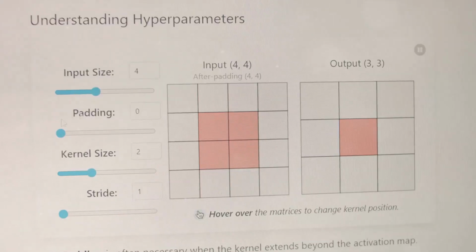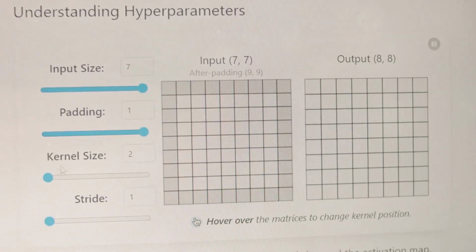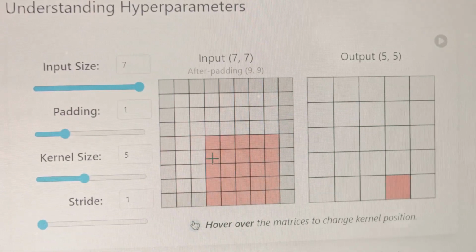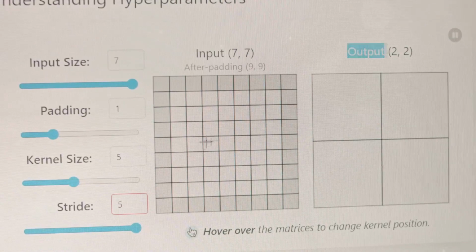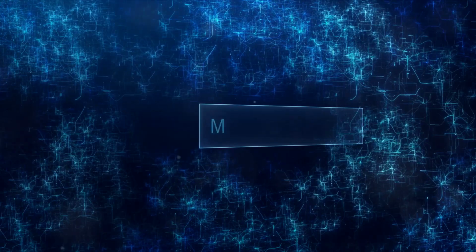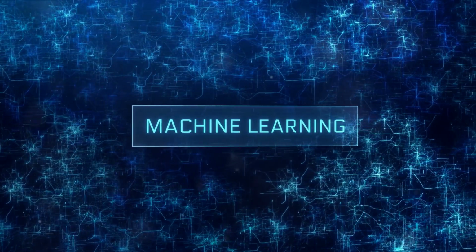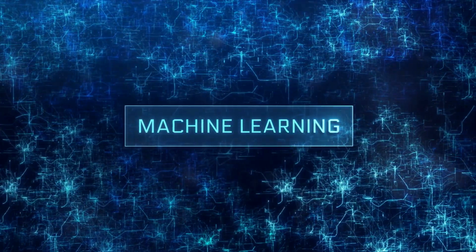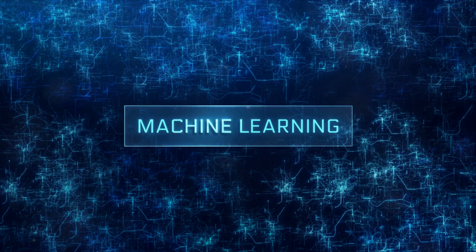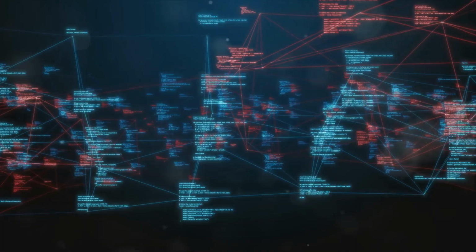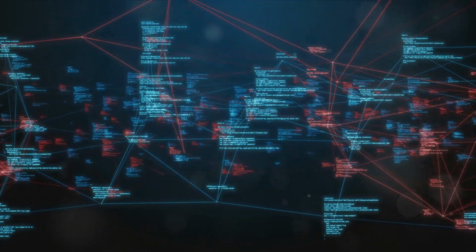In data science, comparative analysis is often coupled with machine learning algorithms and statistical models. This symbiotic relationship enhances the power of comparative analysis, allowing you to not just understand the past and present, but also to predict the future. So, what's the bottom line here? Comparative analysis is a powerful tool in the data science toolbox. It's a method that allows you to sift through large amounts of data, uncover hidden patterns, and draw meaningful conclusions. It's a means to an end, with the end being a deeper understanding of the world around us.